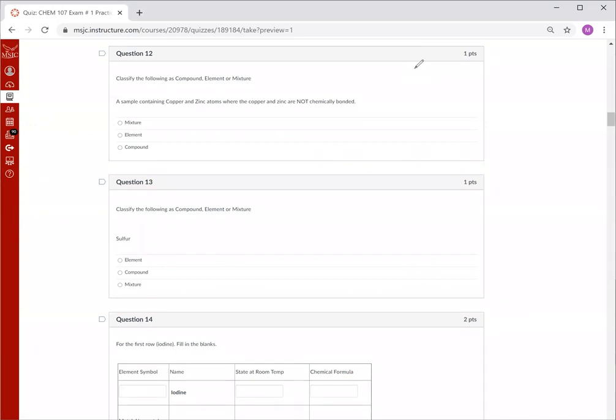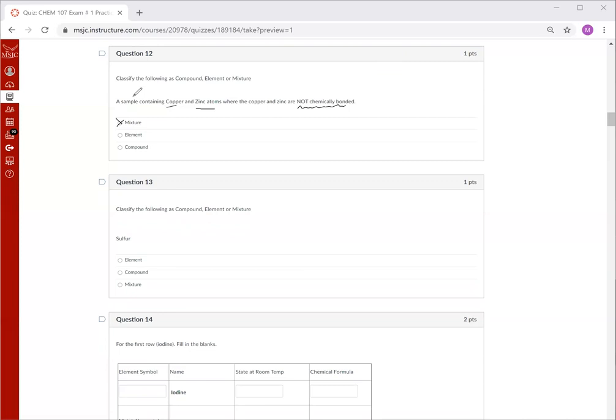So next we're asked to classify the following as a compound, element, or mixture. So a sample containing copper and zinc atoms where the copper and zinc are not chemically bonded. So why is that portion of our definition really important? What do we call a sample that has two or more pure substances that are not chemically bonded? What do we call that? Mixture. Yep, exactly right. Does that make sense? Yes.